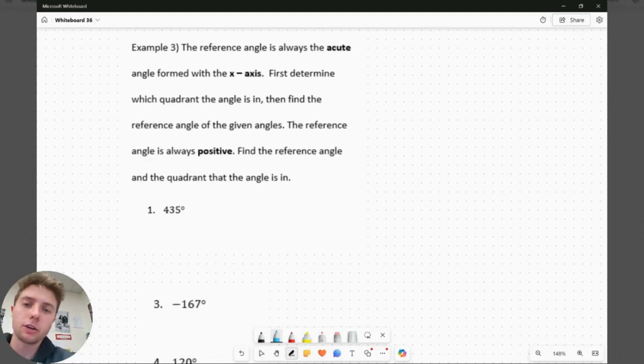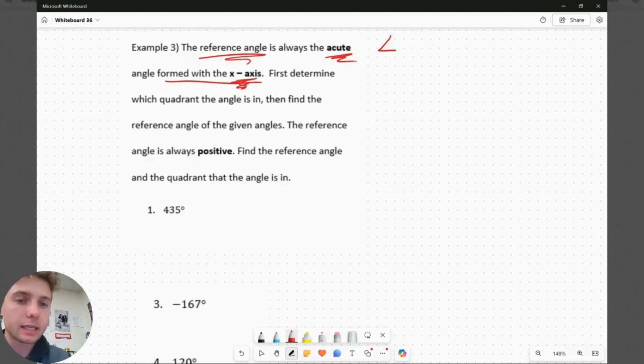Let's kind of pair this together now. But now we're also going to be talking about reference angles. You heard me mention that earlier on accident. But a reference angle is always an acute angle. Remember, an acute angle is less than 90 degrees. An acute angle, that is also always formed with the x-axis.